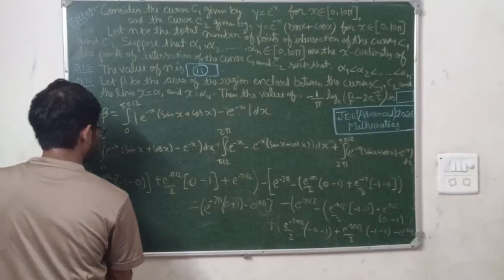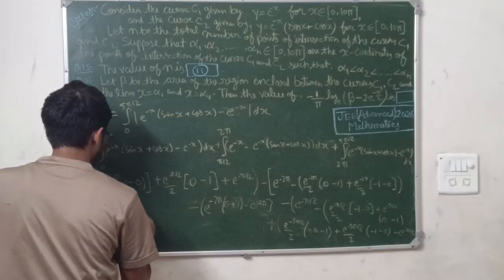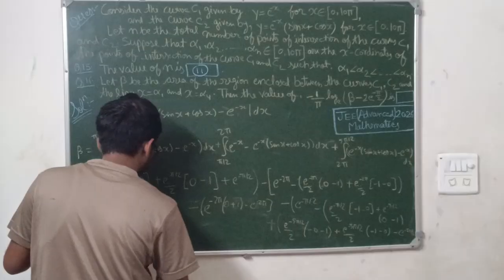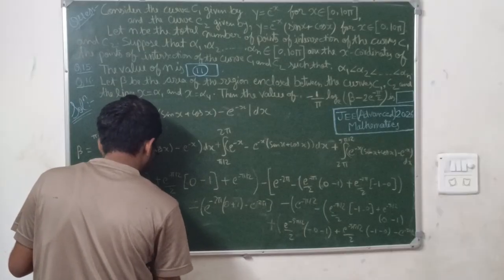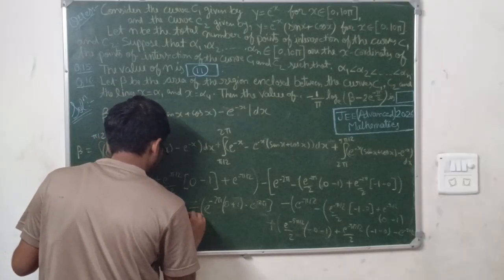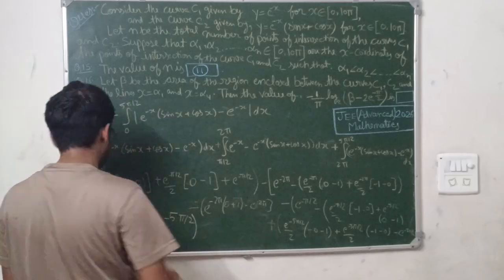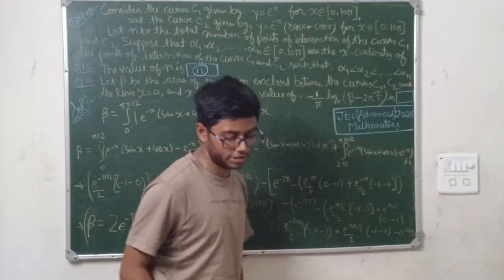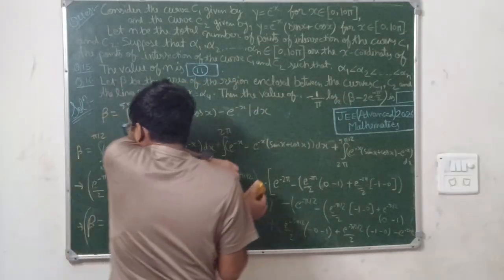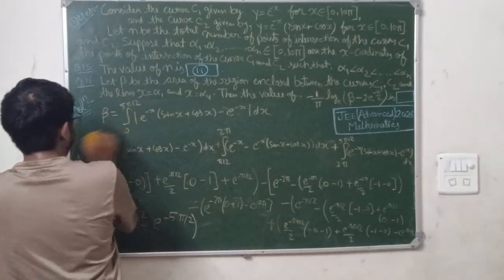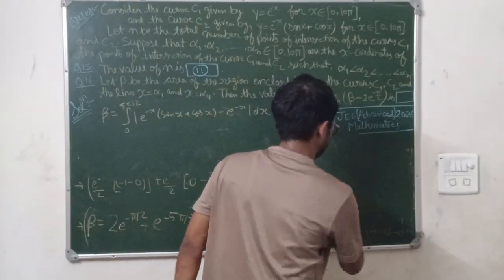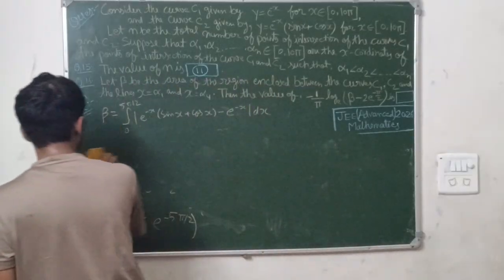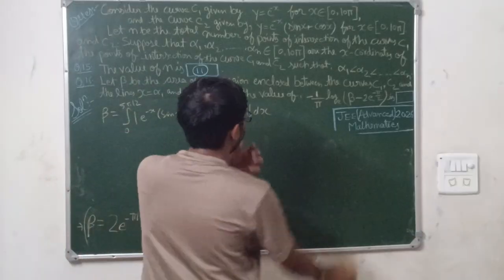beta is equal to 2 e to the power minus pi by 2 plus 2 e to the power, plus e to the power minus 5 pi by 2. This will be your final beta. Okay, you have got beta, you will substitute in this expression. So let us substitute. Now you will substitute this.